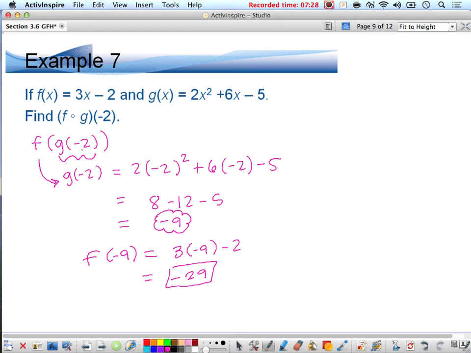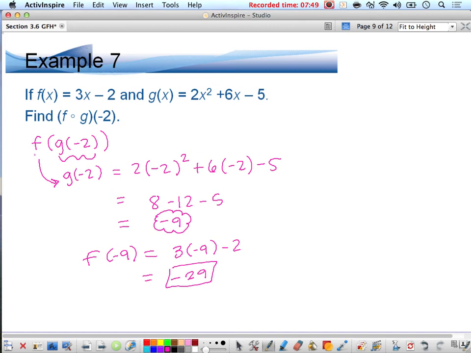First you take the number, you work on the inside, plug it into the inner function, which is g. Then you take that answer, which we found to be -9, and you substitute it into the outside function. And even if you had 3 of them, you could still do that. You would just take this answer, -29, and plug it into a third.